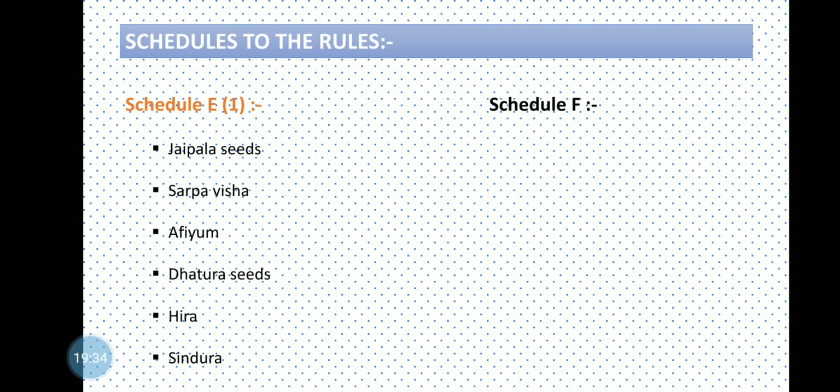Then next, that is your Schedule F. Schedule F is related with requirements for the functioning and operation of a blood bank and or for the preparation of blood components or requirements for manufacture of blood products. What is given in Schedule F?